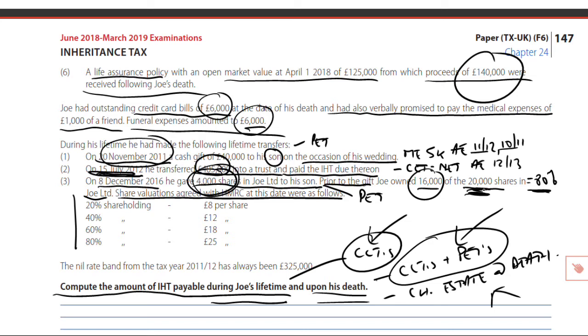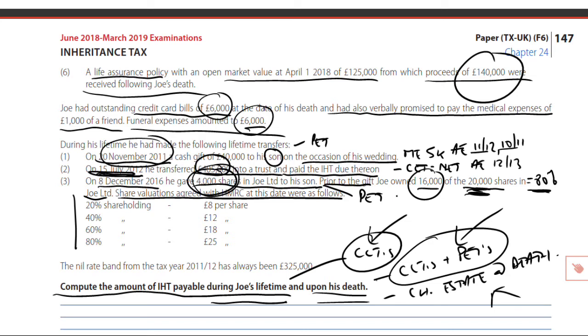It's to his son. It's not on the occasion of his wedding. Hopefully he's not going round again within 5 years of November 11, which was the first wedding there. So there's no marriage exemption. But of course, we've got some annual exemptions in play here.